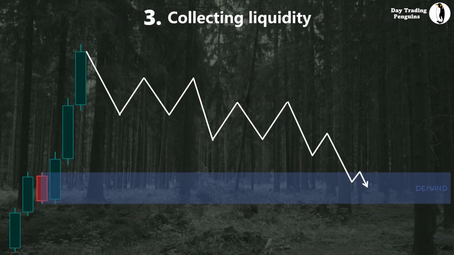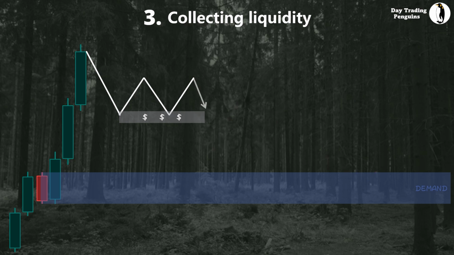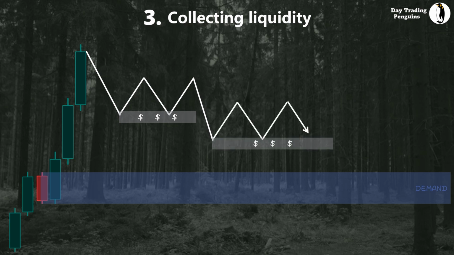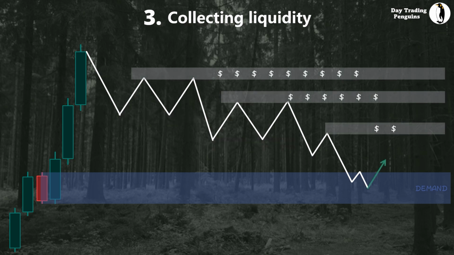Liquidity, the hidden key. Another important factor is liquidity. A demand zone becomes stronger if it's preceded by liquidity collection, like when the market creates support levels before reaching the zone. These areas attract traders who place buy orders, giving smart money the sell orders they need to execute their buys. This creates the perfect conditions for a price reversal.